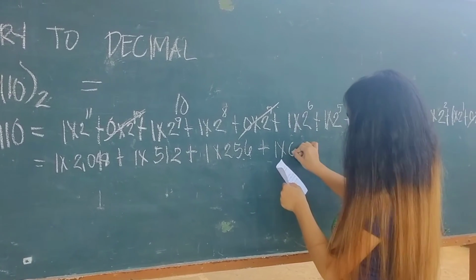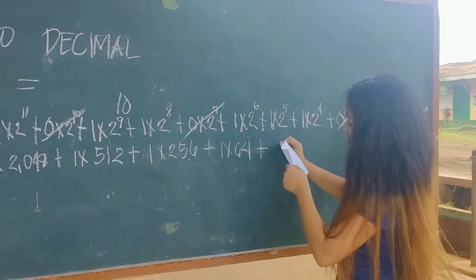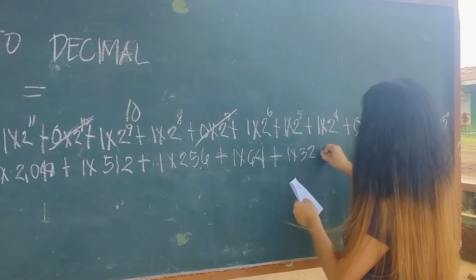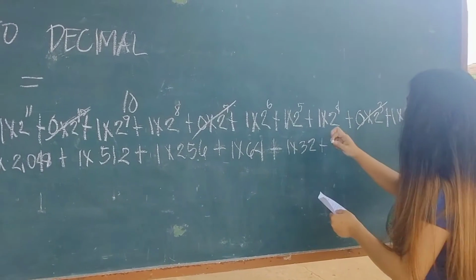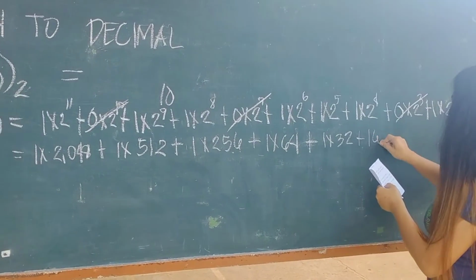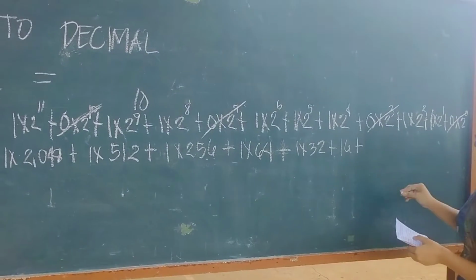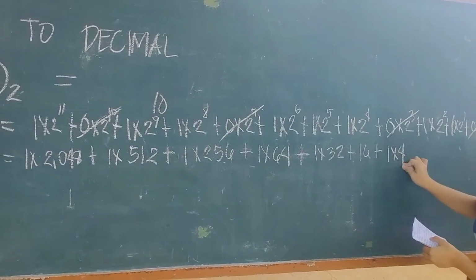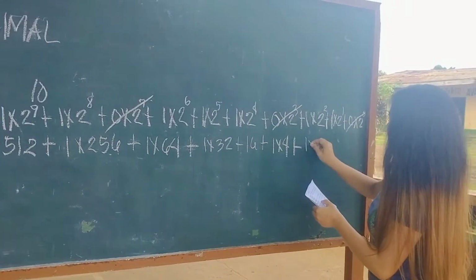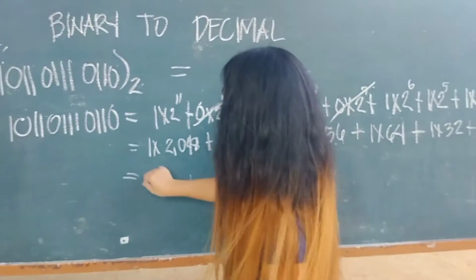So therefore 64, plus 2 raised to the power of 5 is 32, 32 plus 1 times 2 raised to the power of 4 is 16, plus 1 times 2 raised to the power of 2, which is 1 times 4, plus 1 times 2 raised to the power of 1, which is 1 times 2. So, what do we solve now?